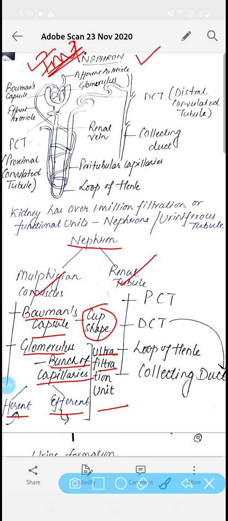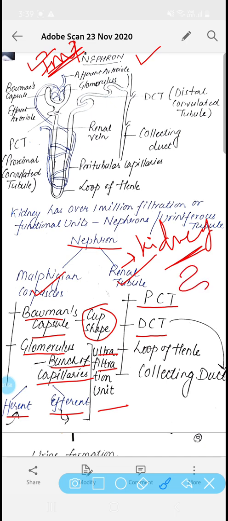Clear? Then comes the renal tubule part, the tubular part, a tube-like structure. The word renal is always related to the kidney. So these kidney tube-like structures are divided into the PCT, that is the proximal convoluted tubule, and the DCT, the distal convoluted tubule. Convoluted means like this, zigzag. Then the loop of Henle and the collecting duct.